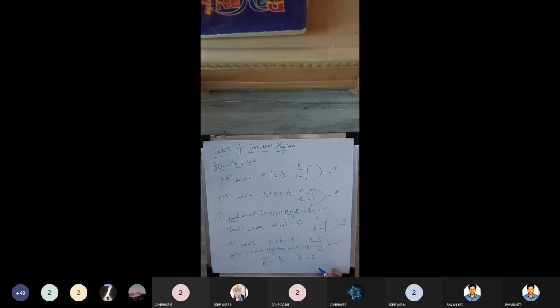So that's another point you can observe here. If the negation is applied an even number of times, the output is the variable itself. If the negation is applied an odd number of times to a variable, then the output is the complemented variable, the complement of that variable. That is another conclusion you can draw from this.